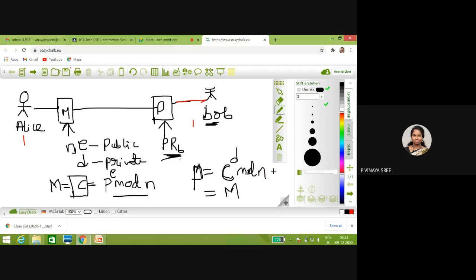These two are very important. Plain text M, E is your public key. n will also be shared by Bob. So P to the power E mod n, so that this message will be converted to ciphertext. Next, in order to get from ciphertext back to the plain text, what will Bob do? Bob will decrypt with its own private key. So ciphertext to the power D, where D is the private key, mod n, so that Bob will convert the ciphertext to plain text. Okay, is it clear?